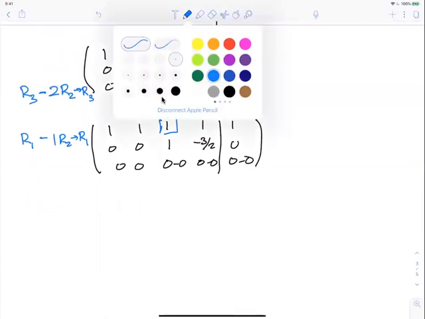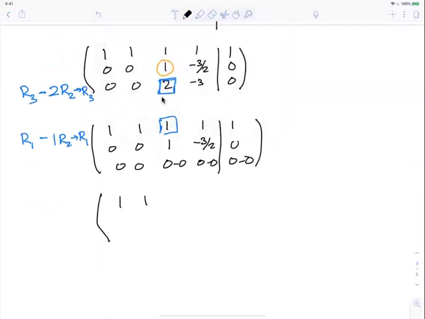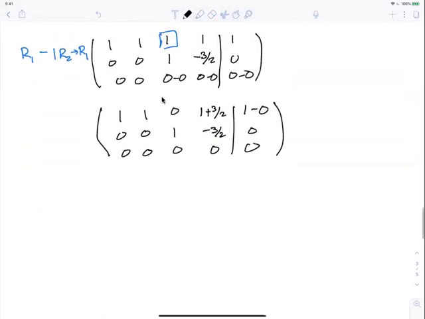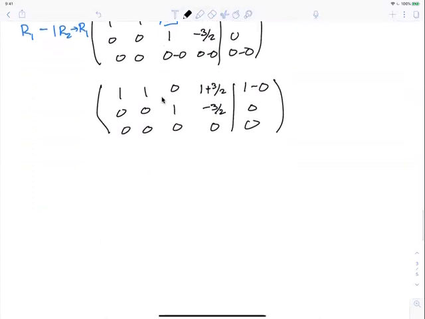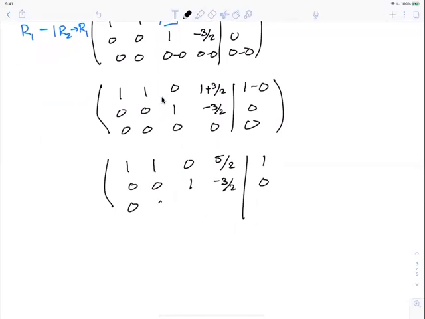So we can do that one too. And what do we end up with? We're going to end up with, nope, that's not a 1. That is 1 minus 3 halves and 1 minus 0. Or rather, 1 plus 3 halves. And all together, if we simplify this, we're going to end up with 1, 1, 0, 5 halves, 1, 0, 0, 1, minus 3 halves, 0, and zeros on the bottom.